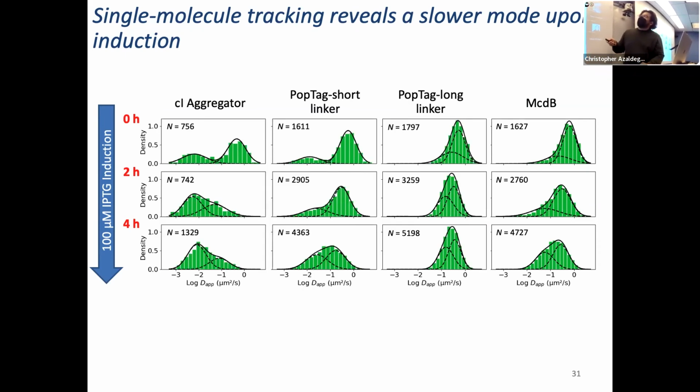So for the C1 aggregator, like I said, we start with a lot of static molecules, but some really diffusive, but eventually they all converge to this very static slow state. While with this PopTag short linker, again, you see the similar trend of this slow state increasing, suggesting that all these molecules are getting recruited to the membraneless organelles. And then for the long linker, just for consistency, we also fit it to a two-state system, but it still appears to be in one, where rather the overall distribution seems to slow down, which is indicative of the condensing effect.